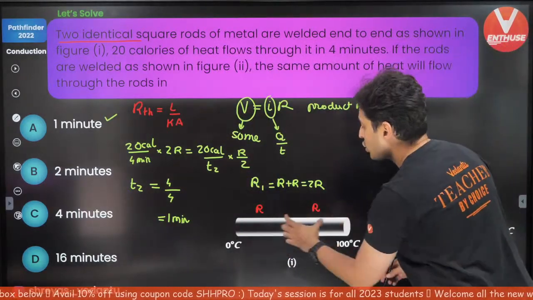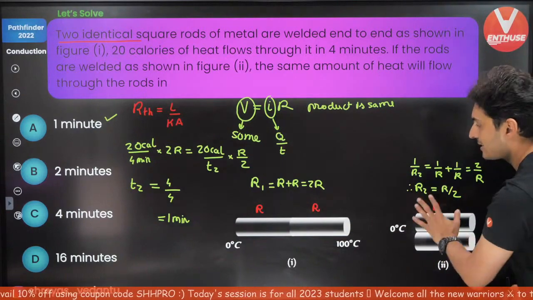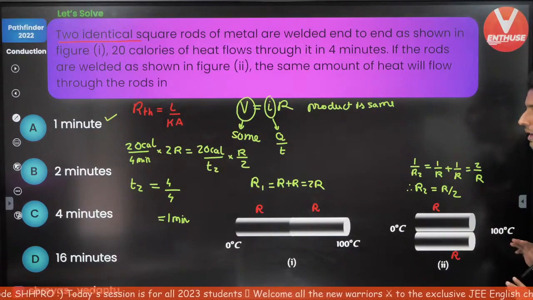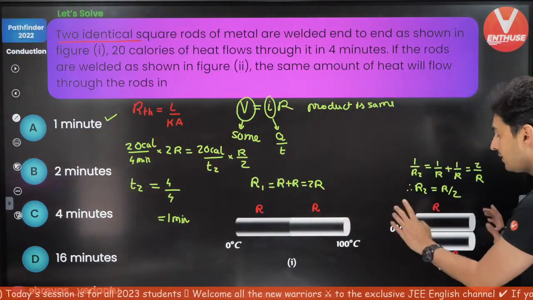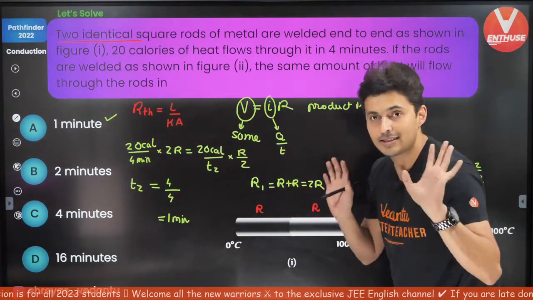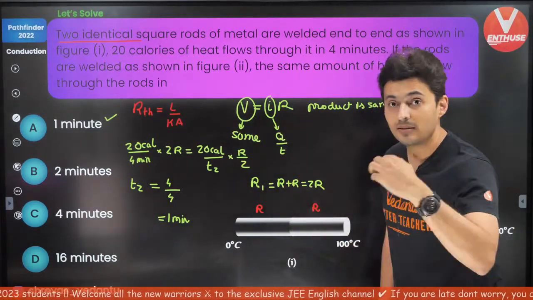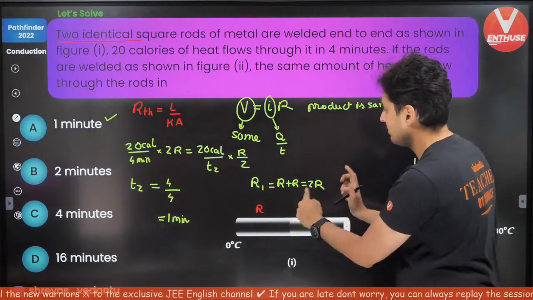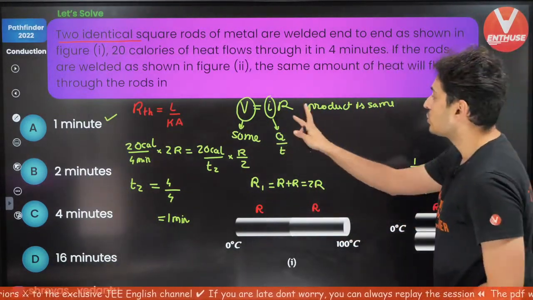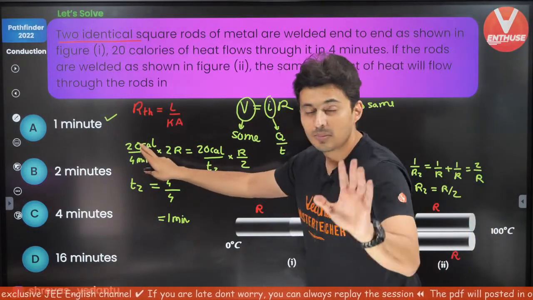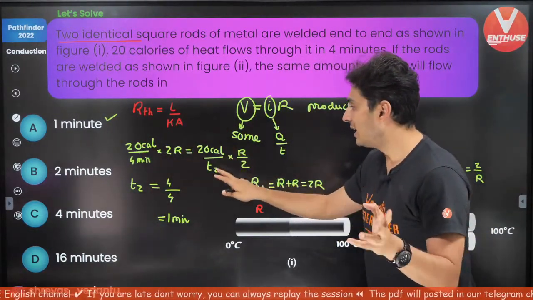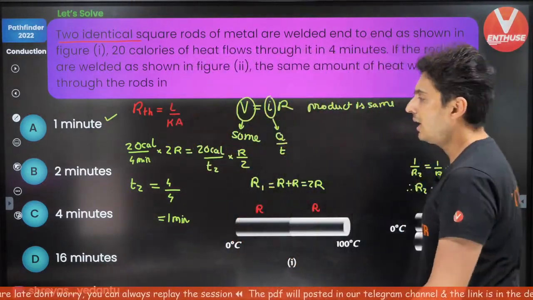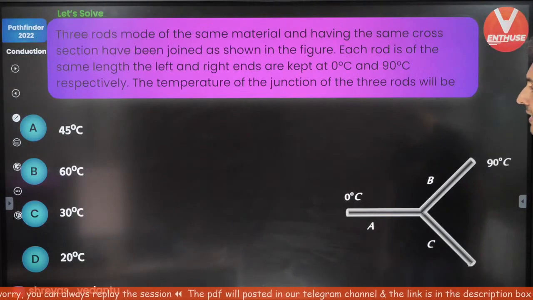I'll repeat. Each rod was identical, with resistance R. First time the net resistance will be 2R. Next time the net resistance will be R by 2. Because the temperature difference is the same, the voltage difference is the same. That means current into R will be the same, Ohm's law. Now current is heat by time. Resistance is 2R and R by 2. So to keep the product of heat by time into resistance constant, solve it very simply and you will get the answer. Yep, I hope this is clear. Perfecto, option A is correct.